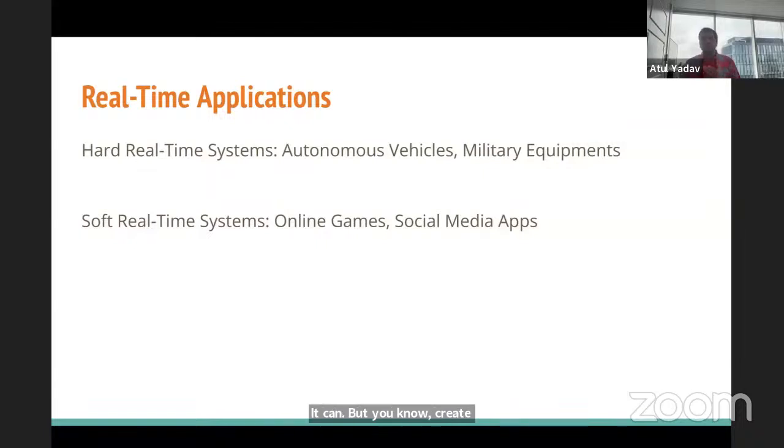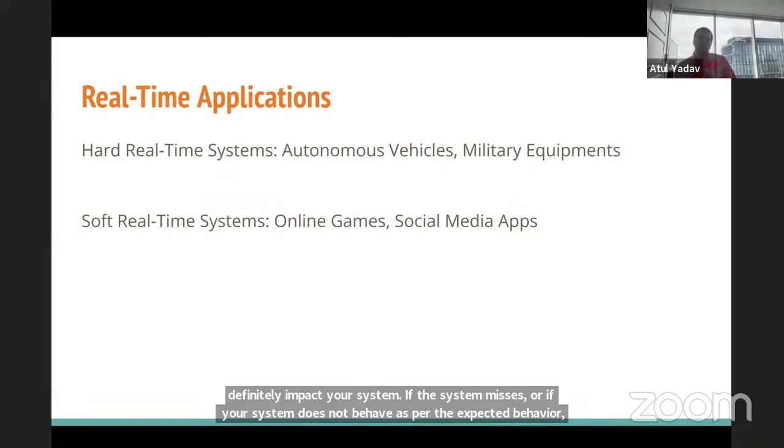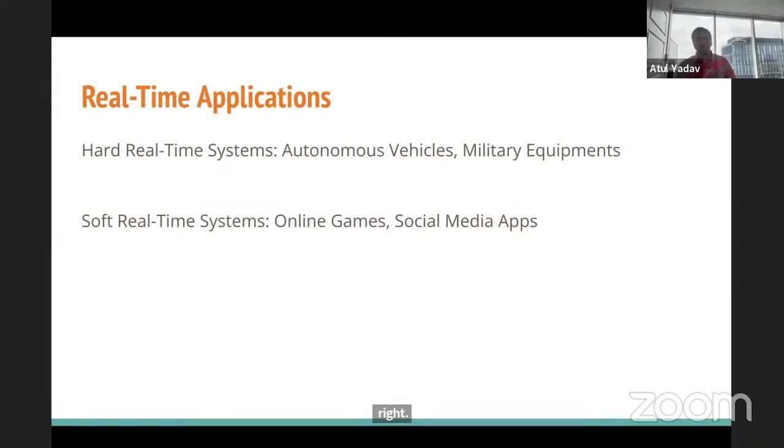So in the business world, if you miss something, it can definitely impact your system. If your system does not behave as per the expected behavior, this can lead to loss in revenue, or it can also bring a bad name to the company or the organization, right?